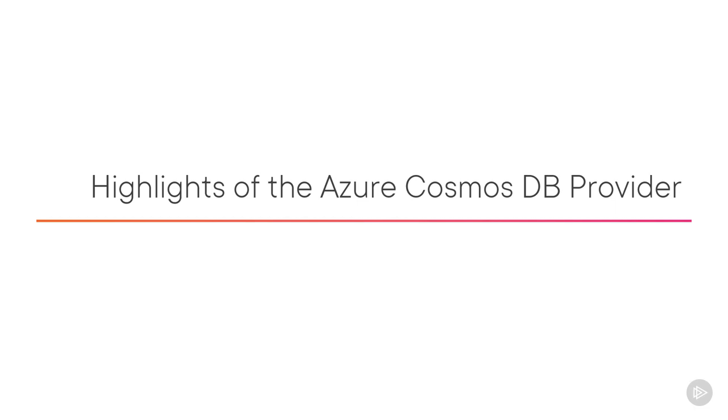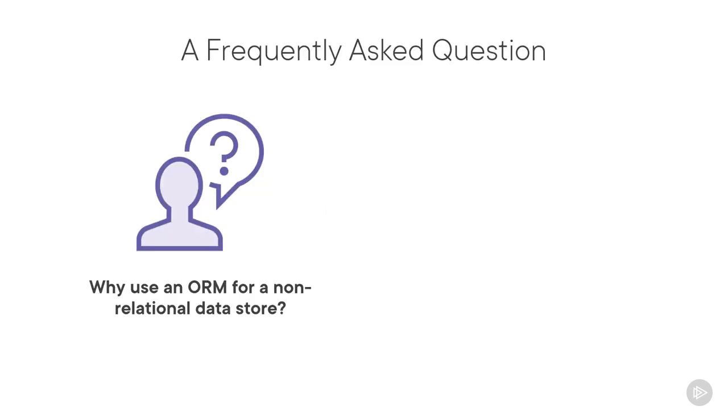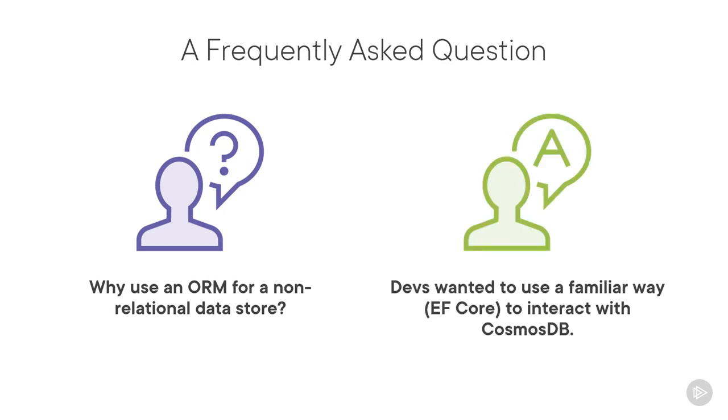This clip is for viewers who are interested in Microsoft's cloud document database, Azure Cosmos DB. When the team started working on the proof of concept for this provider, many of us asked, why would you need an ORM, an object relational mapper, to work with a database that isn't even relational? The reason is because a lot of people were asking for it. They were familiar with using EF Core and using Azure Cosmos DB and didn't want to have to learn a whole new set of APIs to interact with this database.